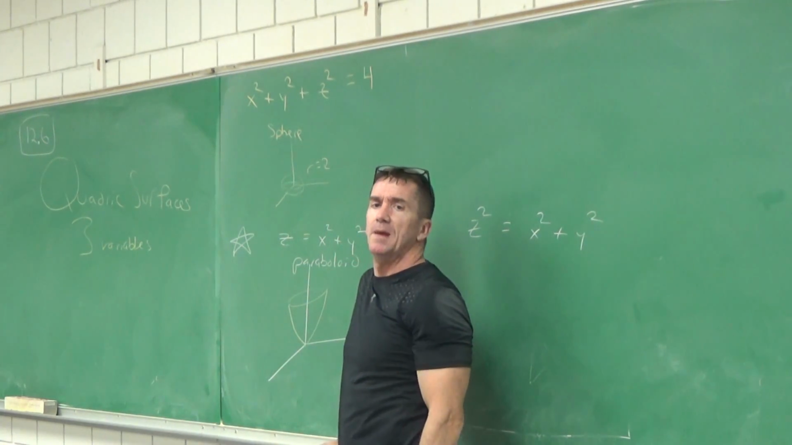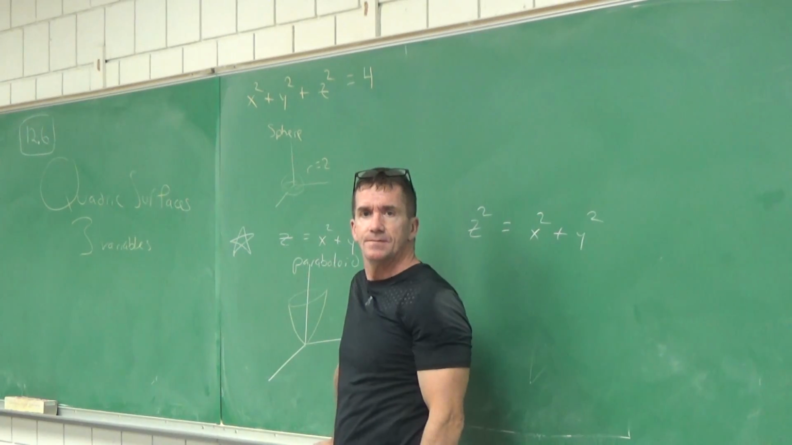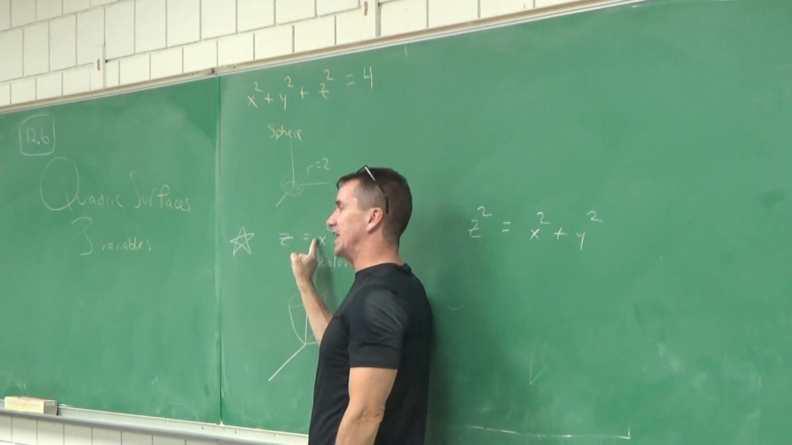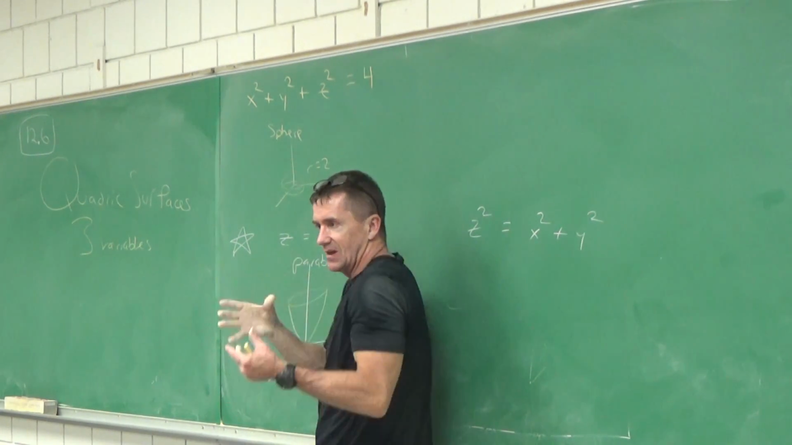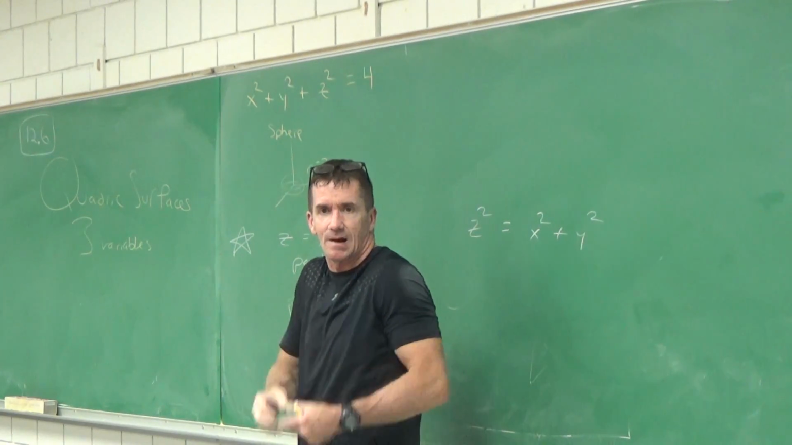Alright? Hey, what would make it an elliptic paraboloid? Elliptic, if it had like a 4 here and a 1 there, or a 9 there and a 1 there, then it would be more what? Like an elliptic paraboloid.